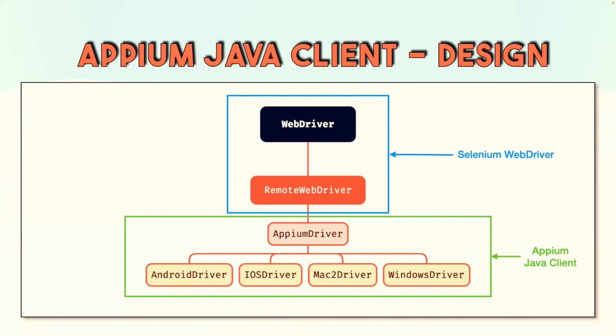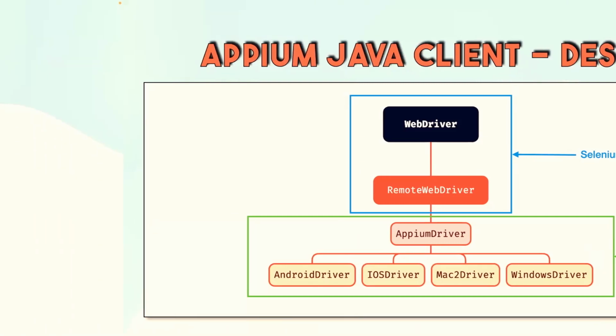This RemoteWebDriver is further extended in Appium, and Appium created an AppiumDriver. This is the parent driver in the Appium Java client. Using this driver, there are different drivers available like AndroidDriver, IOSDriver, Mac2Driver, and WindowsDriver for the corresponding platforms. For example, when you want to automate the Android platform, you will use AndroidDriver to create the session. And for iOS, you'll be using IOSDriver.